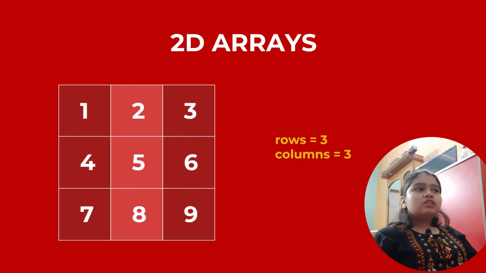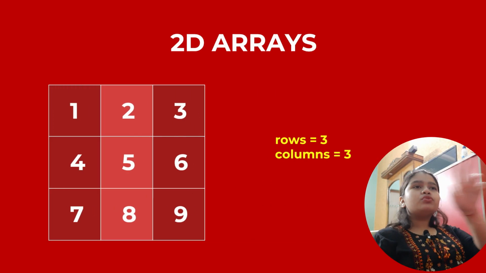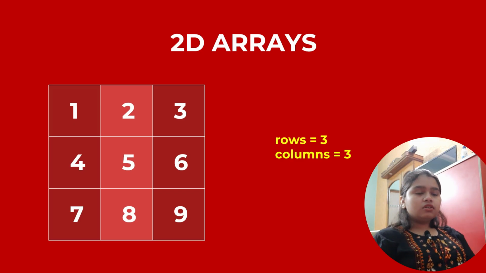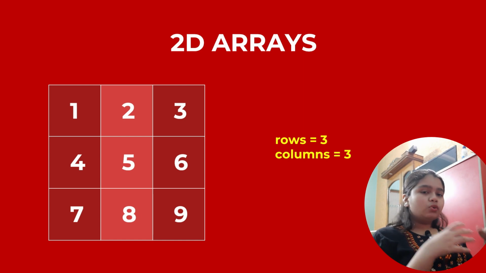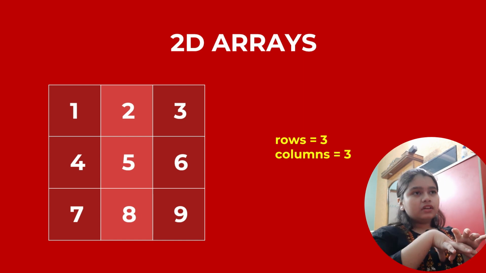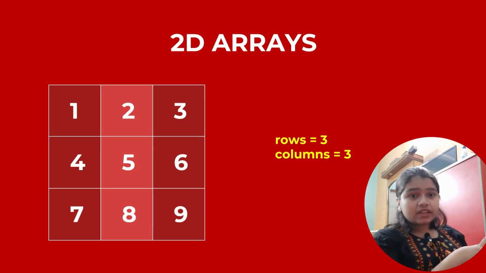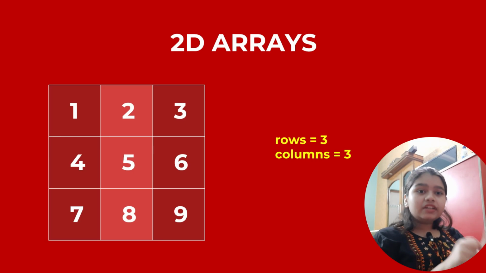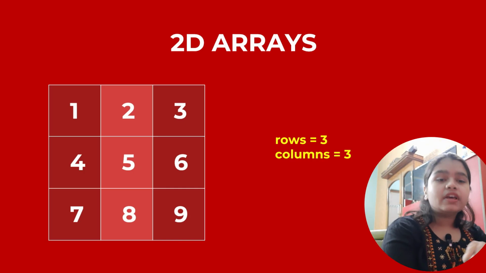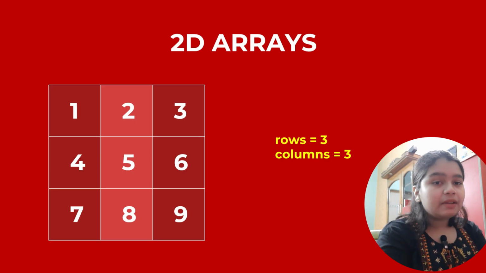So over here you have 3 rows and 3 columns. This is a 2D array, rows into columns. It's like an array of arrays. This whole single thing, 1, 2, 3, 4, 5, 6, 7, 8, 9, this whole thing is an array. It is a 2-dimensional array. Got it? With 3 rows and 3 columns. Earlier we had seen a 1D array which just contains elements.